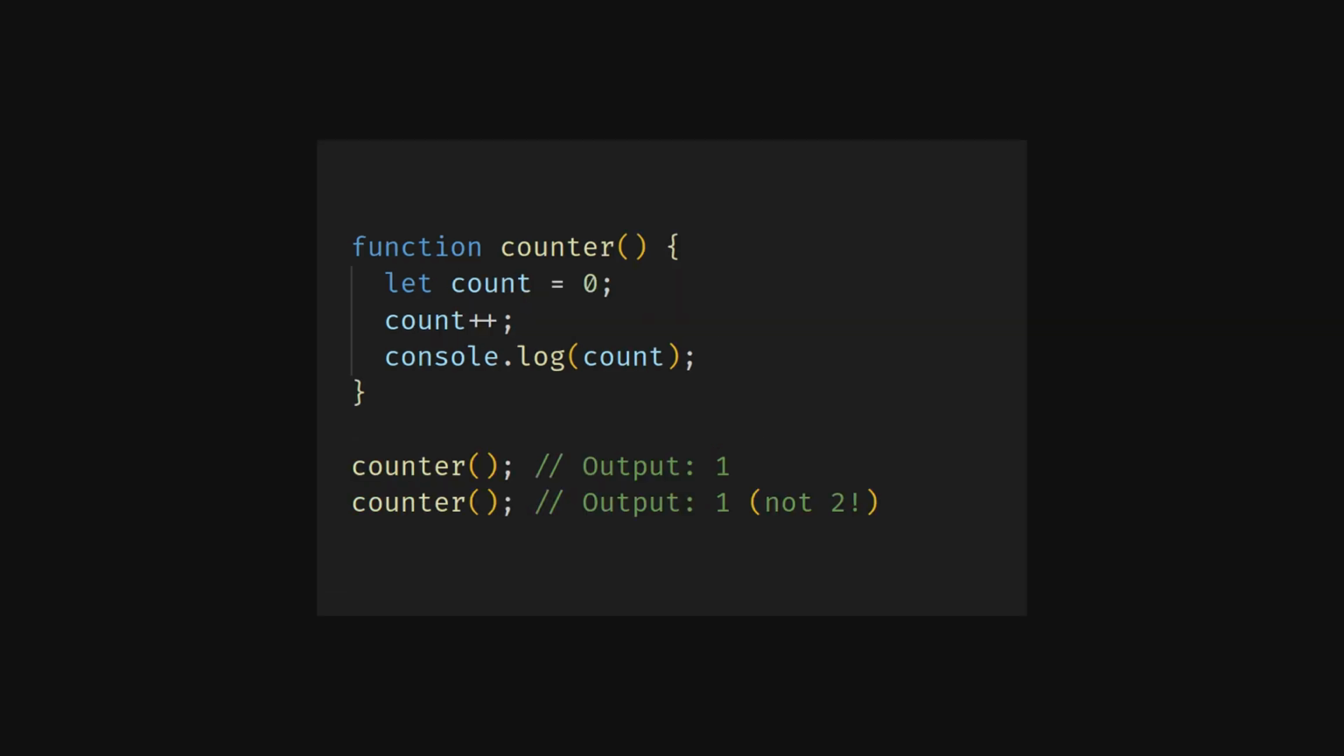Here's the key. Function scope is created every time the function runs. Each call gets its own container. That is why, in this code example, the two function calls are two separate environments with their own scopes. Each time we call counter, we get a fresh count variable set to 0.